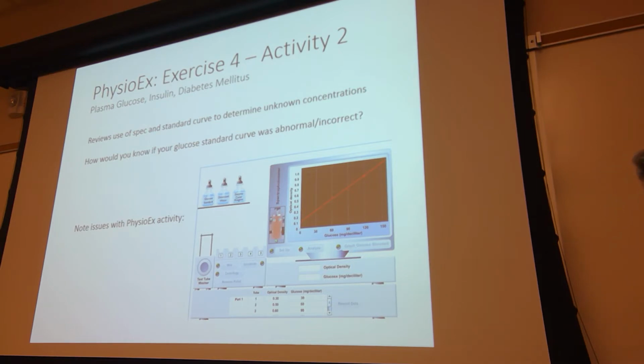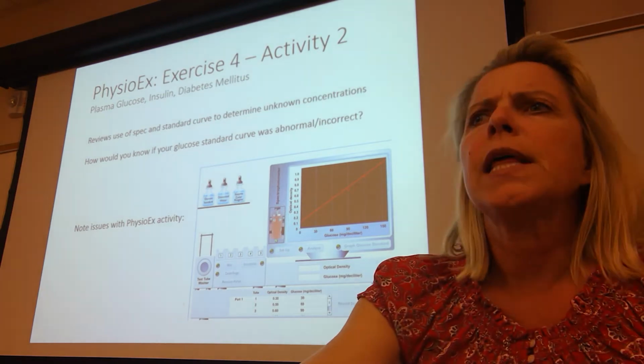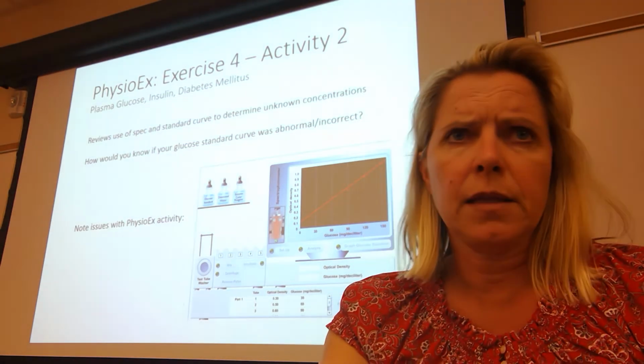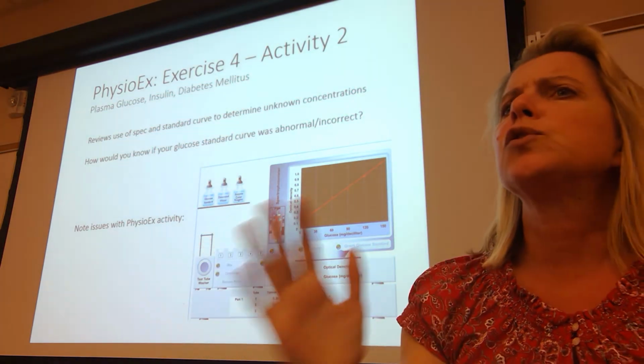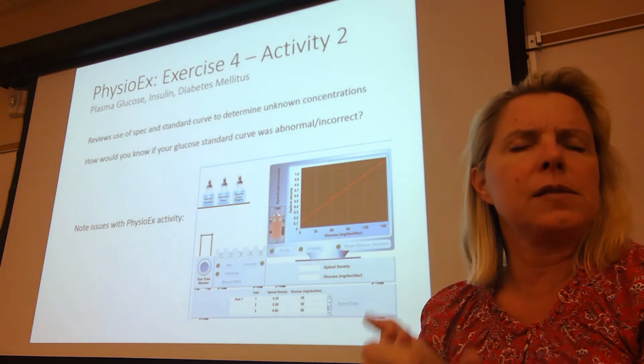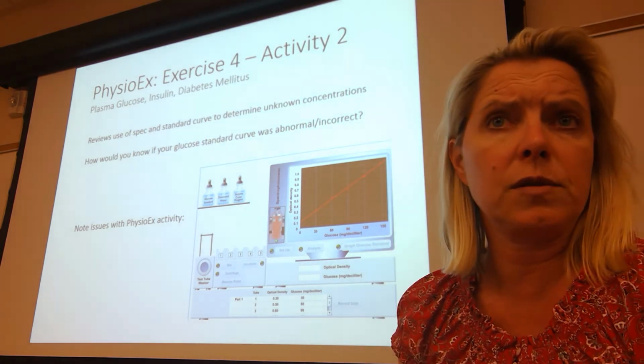But linear could also mean horizontal, could also mean vertical. It could be an inverse relationship. If your standard curve looked like any of those, that was not obeying the Lambert-Beer law, and you could not use the standard curve to interpret your patient samples and their concentrations.